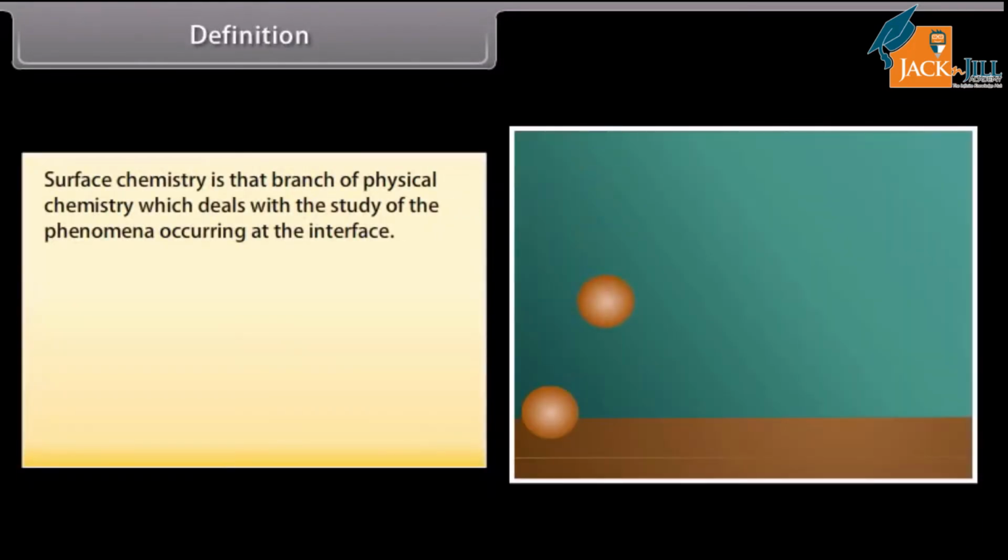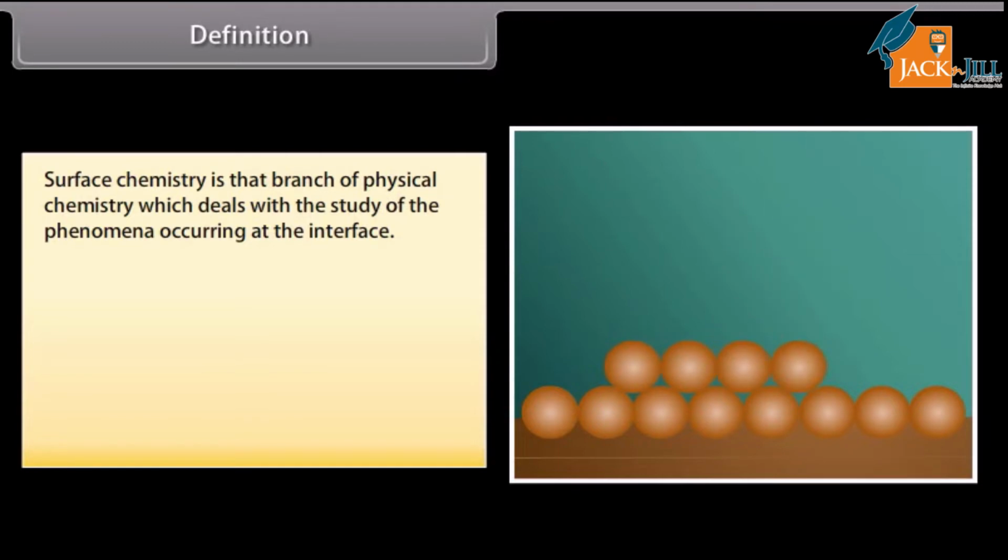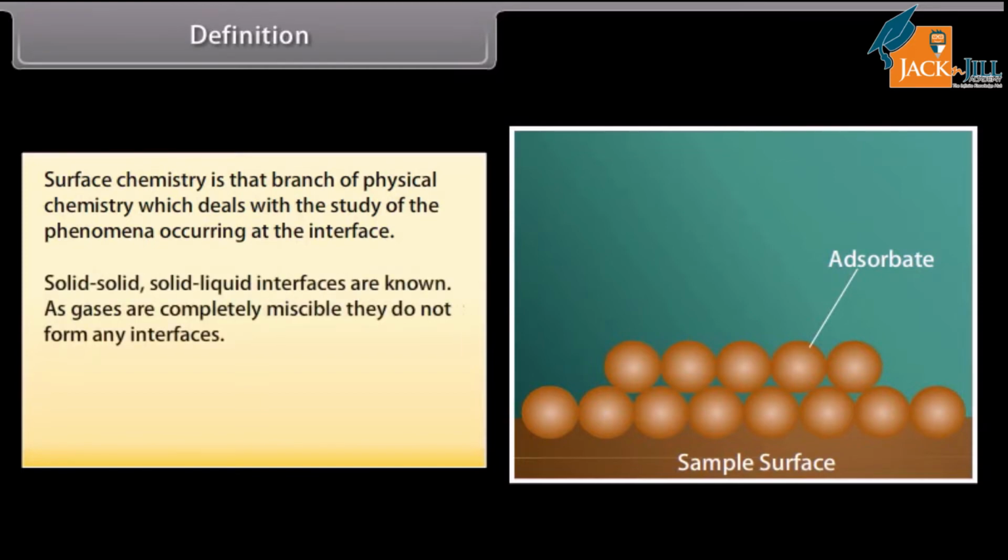Definition. Surface chemistry is that branch of physical chemistry which deals with the study of the phenomena occurring at the interface, that is, the boundary separating two bulk phases. Solid-solid, solid-liquid interfaces are known. As gases are completely miscible, they do not form any interfaces.